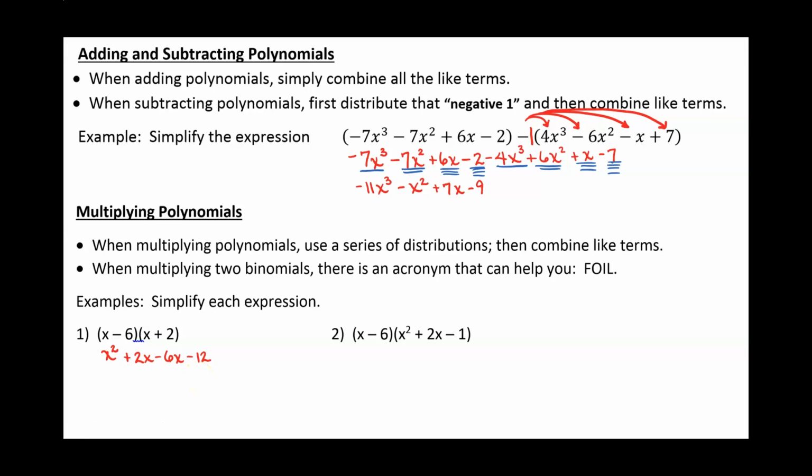Then do you have any like terms you can combine? Well, yeah, you could combine the positive 2x and the negative 6x. So positive 2x and negative 6x would give us negative 4x. All right, what if we have a binomial times a trinomial?